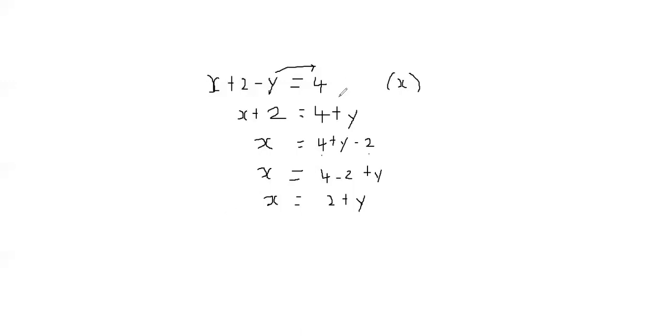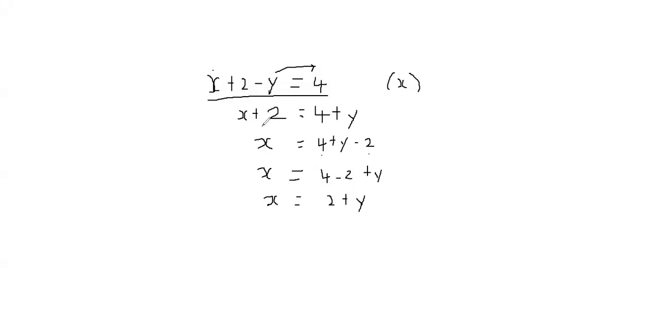No problem. So this is what we have here: x plus 2 minus y equals 4, and we want to make x the subject. In order for x to be alone, we need to get rid of 2 and get rid of y. So we take over y. Y is a minus on this side. Take it over the equal sign, it will need to add. That's the rule. So we get 4 plus y.